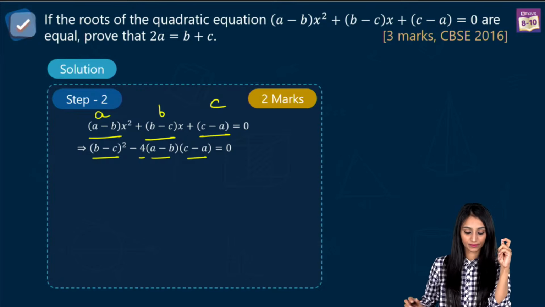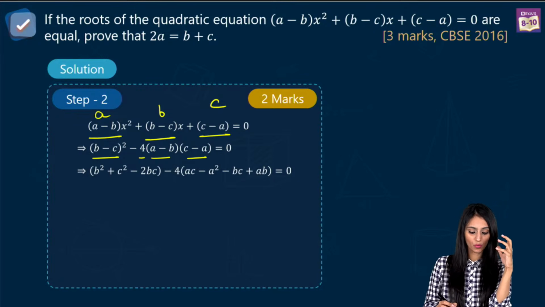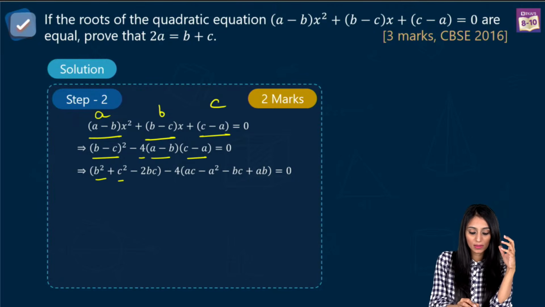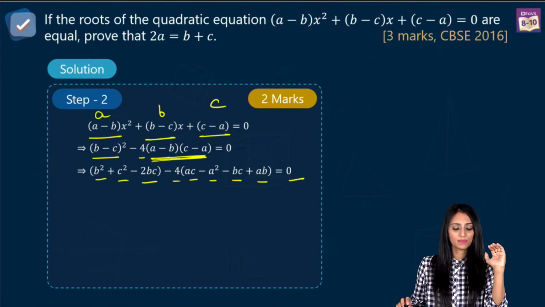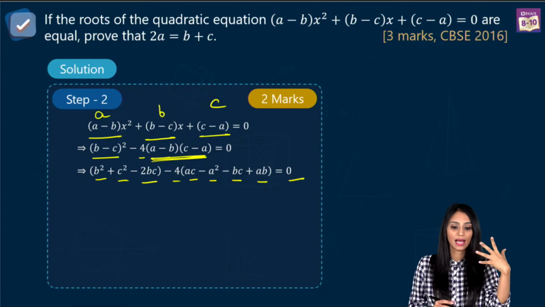Okay. So let's just open this up. What is (b minus c) whole square? That's b square plus c square minus 2bc. And this, we have to multiply these two brackets. So that's minus 4 times (ac minus a square minus bc plus ab) equal to 0. Right? Very simple. You just have to open the brackets up. We are just doing bracket multiplication using the identities.